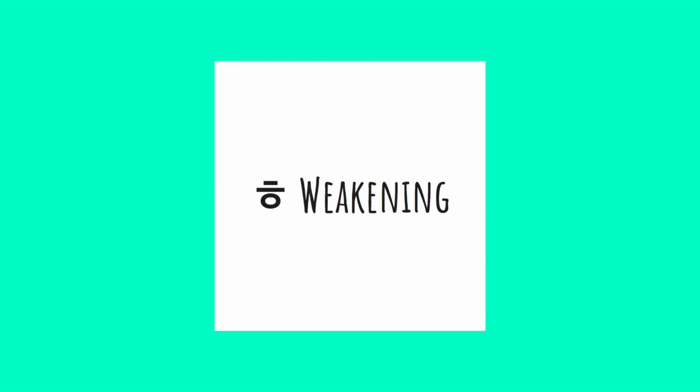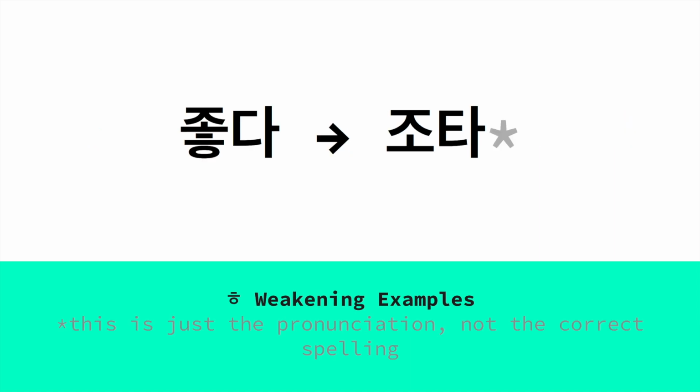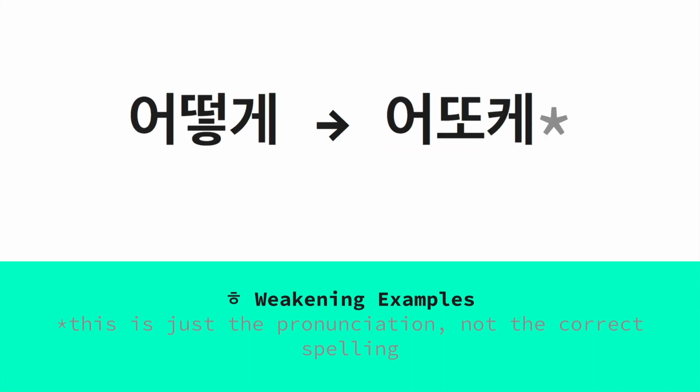Here we have hyut weakening. When hyut is next to pyut, tigut, tiut, kyuk, what is resulted in is a dropped hyut, instead an empty character there, followed by pyut, tiut, tiut, kyuk. Here we have the example 좋다. Here we have the example 어떻게.